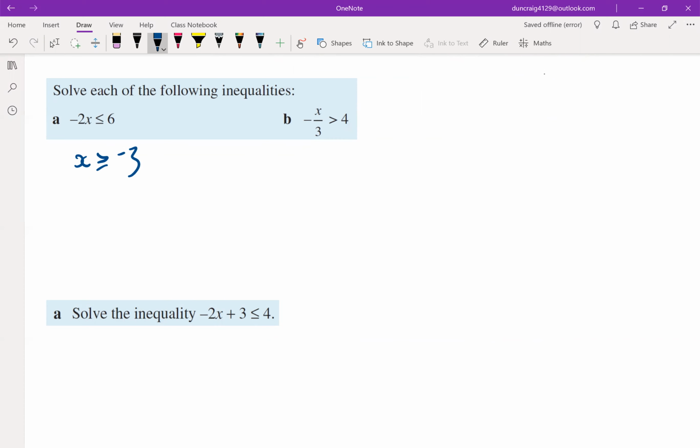And let's graph that solution there. So we'd get -5, -4, -3, -2, -1, 0. So then x would have to be greater than or equal to any value there. So let's test it out. If I was to put in -3 itself into there, -2 times -3 is +6. 6 is not less than 6, but it is equal to 6. So yep, that works. So let's try 0. -2 times 0 is 0. 0 is less than or equal to 6.